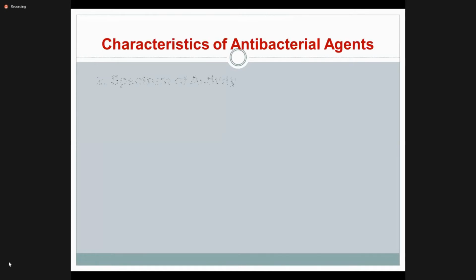Characteristics of antibacterial agents: spectrum of activity. This is important. Spectrum of activity means how effective this antibiotic is against different groups of microorganisms. As you know, there are different groups of microorganisms. Even if we just talk about bacterial infection, this infection could be due to gram positive, gram negative, aerobes, anaerobes. So these are the different groups.